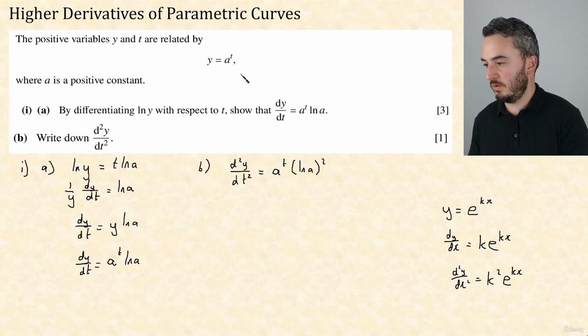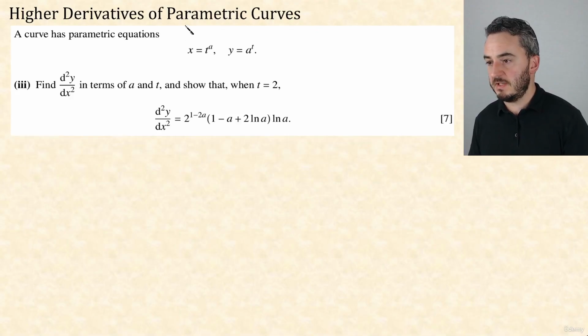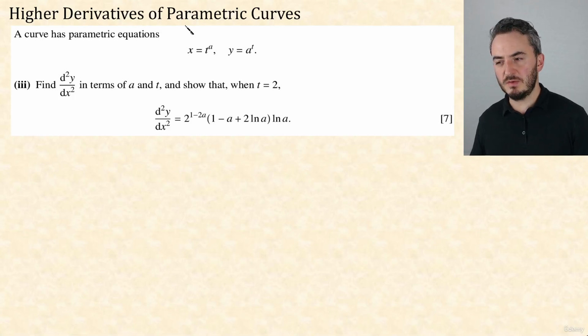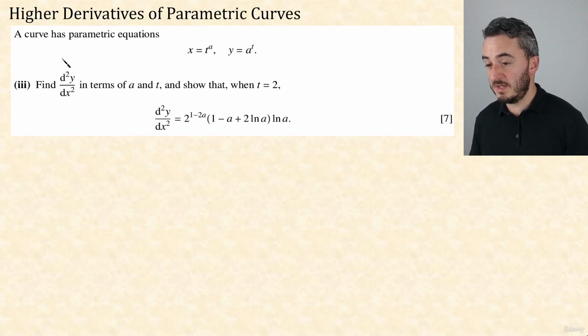Okay, on to the next part of the question. So a curve has parametric equations x equals t to the a and y equals a to the t. Okay, so we've already done our work with that y equals a to the t. Find d2y by dx squared in terms of a and t, and show that when t equals 2, the second derivative is that. Okay, so this is a bit of a beast, this question.